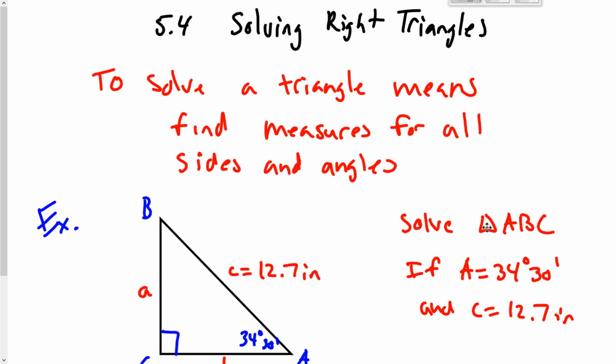Section 5.4, talking about solving right triangles. When you're asked to solve a triangle, what you're actually trying to do is find all the measurements of the sides and of the angles. So here we have an example.